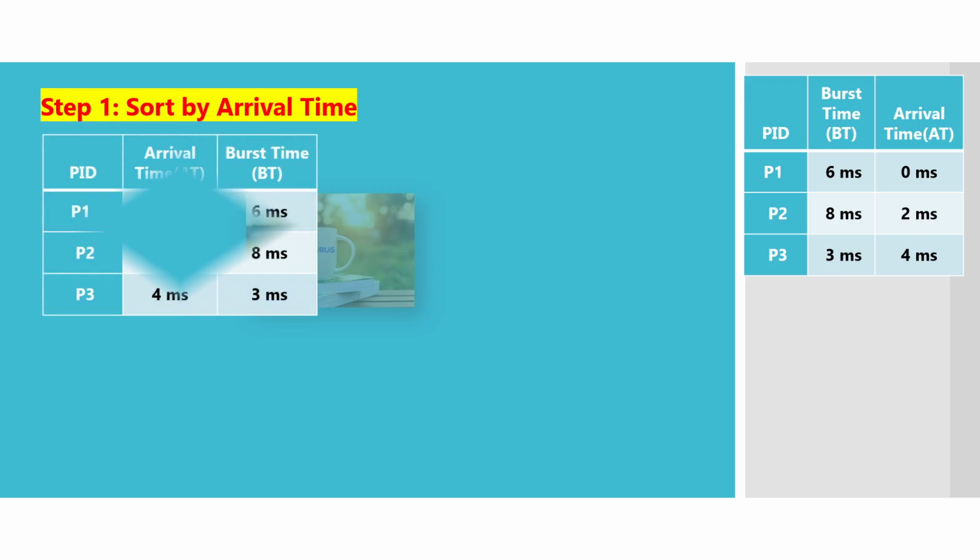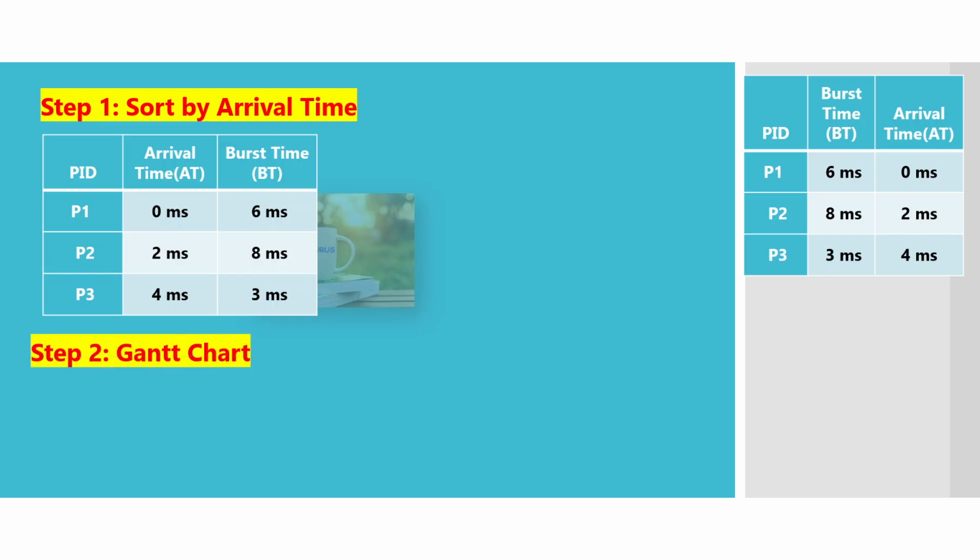Now for step 1, we need to sort all the arrival times. So the table looks like this. The second step, we need to create the Gantt chart, which is the visual representation of process execution. Now, there are three different processes, so three columns. At the 0th millisecond, process P1 arrives and it executes for 6 milliseconds.